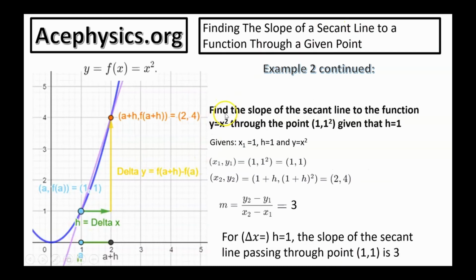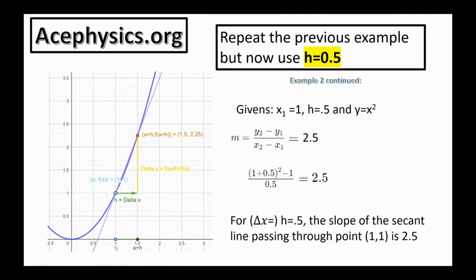And so if you were given an x1 value and an h value, you could then calculate the slope of the secant line. On this slide, I'm going to go through an example where we find the slope of the secant line to the function y equals x squared through the point 1, 1 squared, given that h is equal to 1. The givens here are that x1 is equal to 1, h is equal to 1, and y is equal to x squared. One of the points is x1, y1, and that's the given point, which is 1, 1. This is one of the points that the secant line is going to go through. Now we're given that h is equal to 1, so therefore the other point is going to be 2, 4, and that's this point right here. For delta x equals h equals 1, the slope of the secant line passing through point 1, 1 is 3.